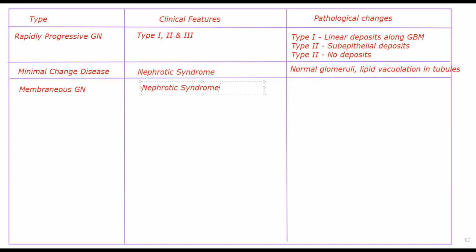Now, typically what will happen is there will be diffuse thickening of the capillary wall, and you will start seeing subepithelial deposits. It starts off as an immune complex disease. So immune complexes are being formed. They will come to the glomeruli. They'll damage the glomeruli, and in 85% of the cases it is idiopathic, in the sense that you cannot exactly tell what is happening, how it is happening. Idiopathic means you cannot determine the cause of the disease.